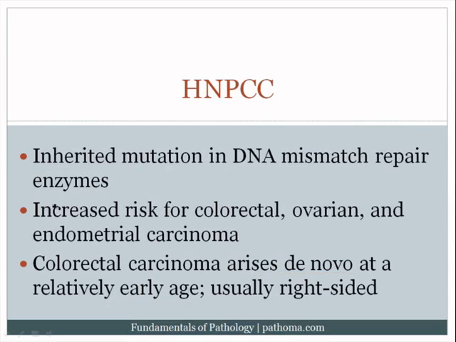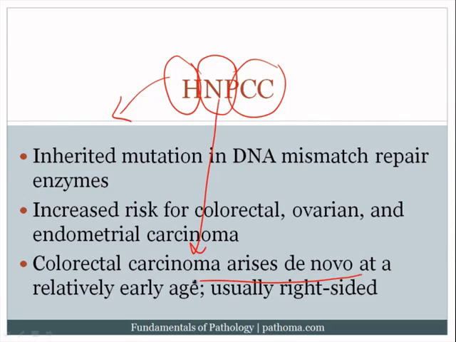The prototypic example of the microsatellite instability pathway is called hereditary non-polyposis colorectal carcinoma. Hereditary implies that it's an inherited problem, and in fact, it's an inherited mutation in the DNA mismatch repair enzymes. Non-polyposis indicates that the tumors usually arise de novo, meaning you don't get an adenoma that becomes a carcinoma. You simply get the carcinoma over time. And colorectal carcinoma indicates what type of tumor these patients get. They have an increased risk for colorectal carcinoma.